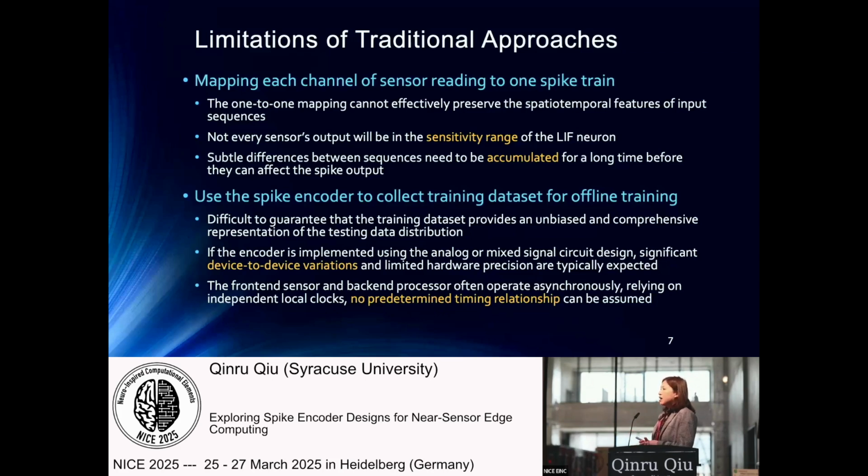offline training. And it is difficult to guarantee that the training data set provides an accurate representation of the testing data, because if the encoder is implemented using analog or mixed signal, then significant device-to-device variation exists, so it's hard to guarantee the testing encoder is the same as the training encoder. And furthermore, the front-end sensor and the back-end processor usually operate at different clocks, asynchronously. So we cannot assume any predetermined timing relationship between the sampling clock and the classifier or back-end clock.